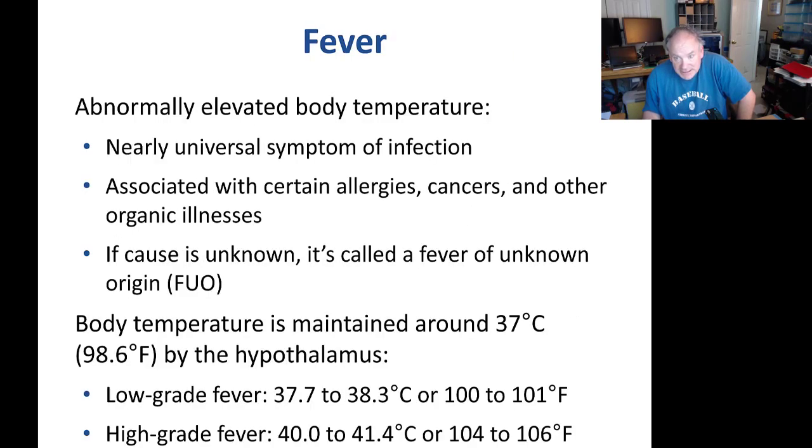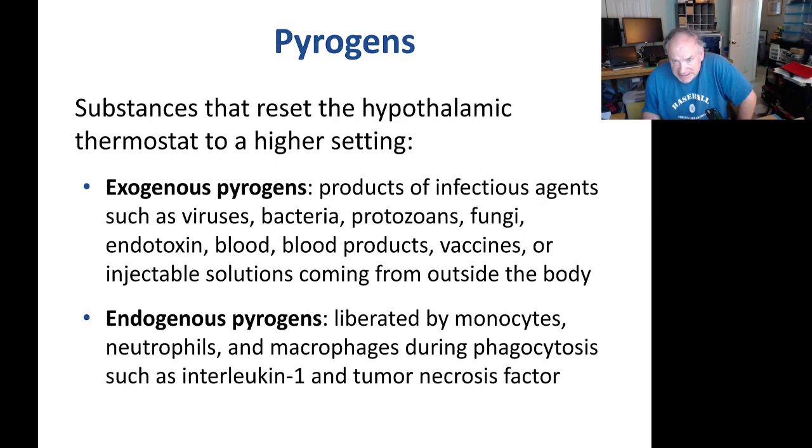Fever is an abnormally elevated body temperature; 98.6 is our normal. A low-grade fever is anywhere up to about 101. High-grade fevers go from 104 to 106, which are very dangerous. You can get brain damage if it's allowed to go on. So a lot of times they'll start cooling, putting on ice and that sort of thing.